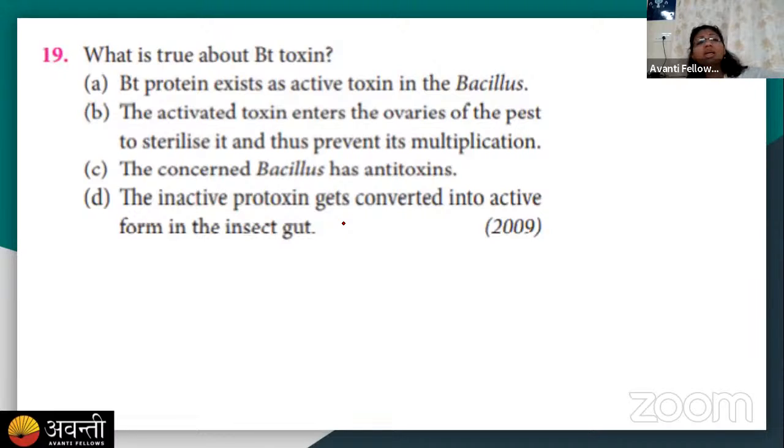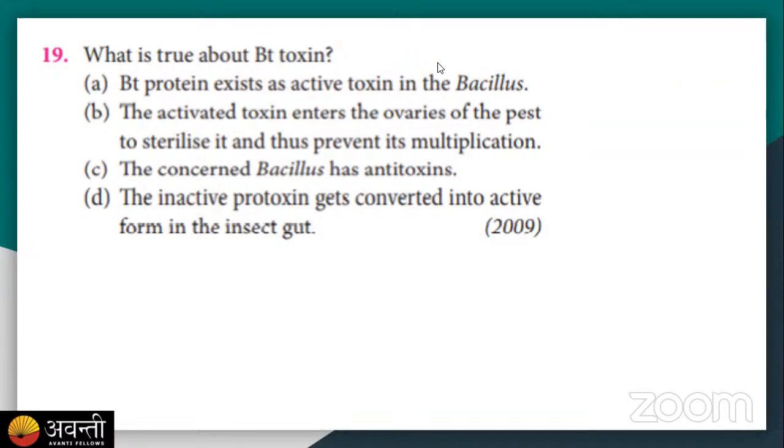So the next question of the day, which is true about Bt toxin? You have to find the correct statement about Bt toxin. Option A says Bt protein exists as active toxin in the bacillus. B says the activated toxin enters the ovaries of the pest to sterilise it and thus prevent its multiplication. Option C, the concerned bacillus has antitoxins. And option D says the inactive protoxin gets converted into the active form in the insect gut. Okay. So one of you has given the answer. The rest, please give your answer. The answer is required.